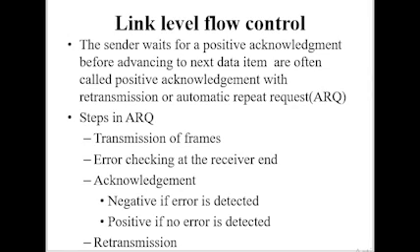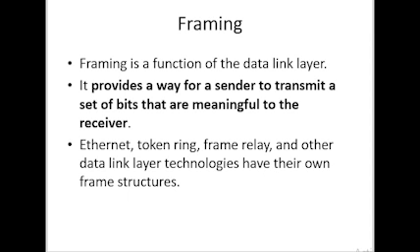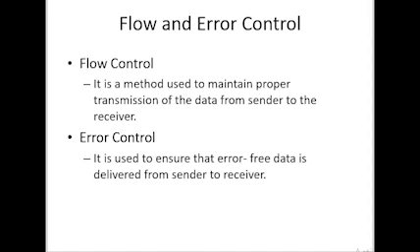There are two types of acknowledgement: negative if any error is detected, and positive if no error is detected, followed by retransmitting the data. A manageable data unit is called a frame. Framing is a function of the data link layer. It provides a way for the sender to transmit meaningful data to the receiver. Ethernet, token ring, frame relay, and other data link technologies have their own frame structures.